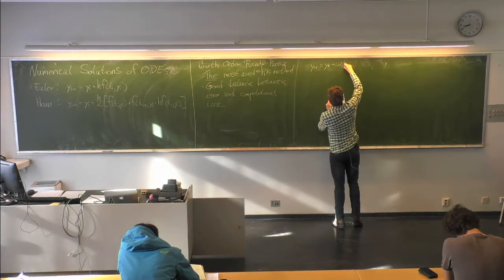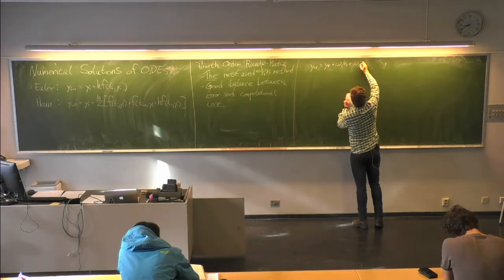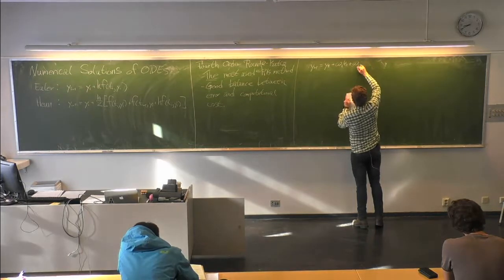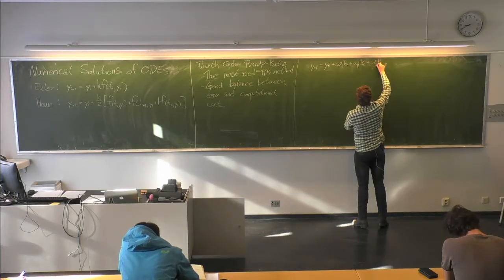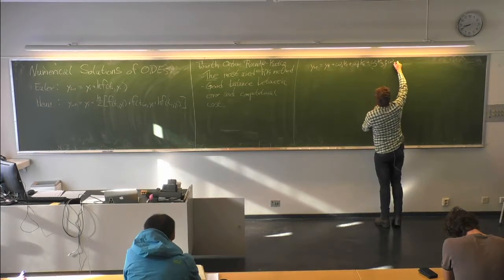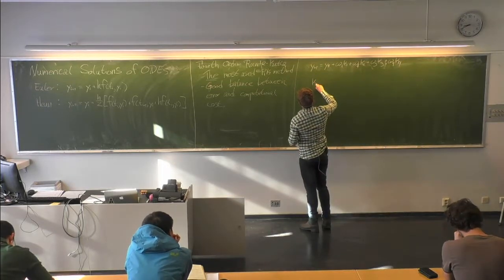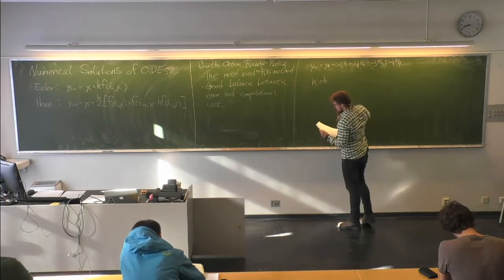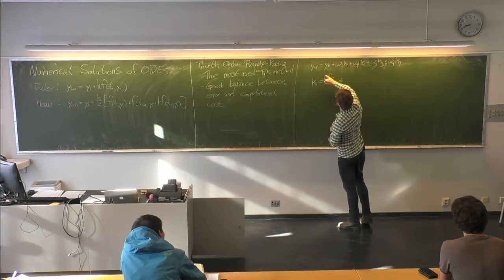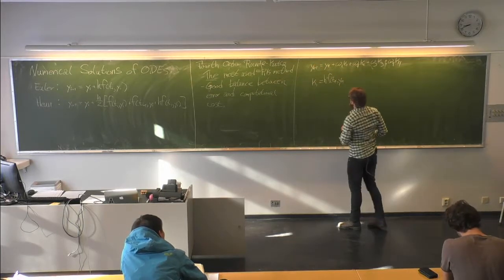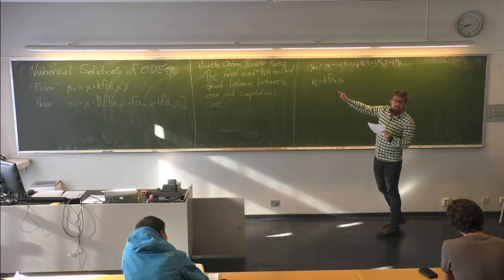y_{i+1} equals y_i plus omega 1 K1, where omega 1 is a scaling of the function evaluation K1. I will write what this is: plus omega 2 K2 plus omega 3 K3 plus omega 4 K4, where K1 is the function f(t_k, y_k). So K or I, it's the same. It's just that we have used I over there and I'm using K here. It doesn't really matter. Just a counter.